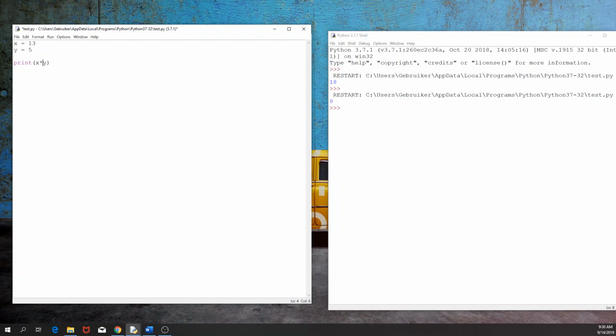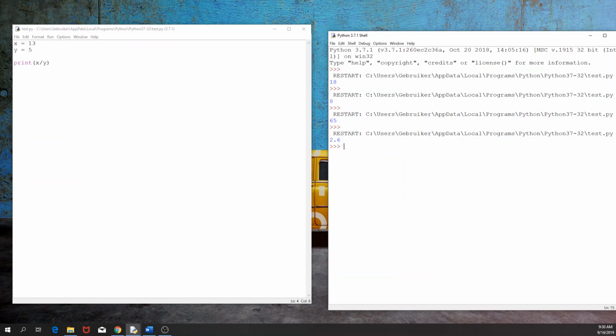If I want to multiply, I use the multiplication sign, the answer is 65. And if I use a division, the answer would be 2.6. And again, as you know from the previous tutorial, this is a float because it has a decimal, while these are integers.